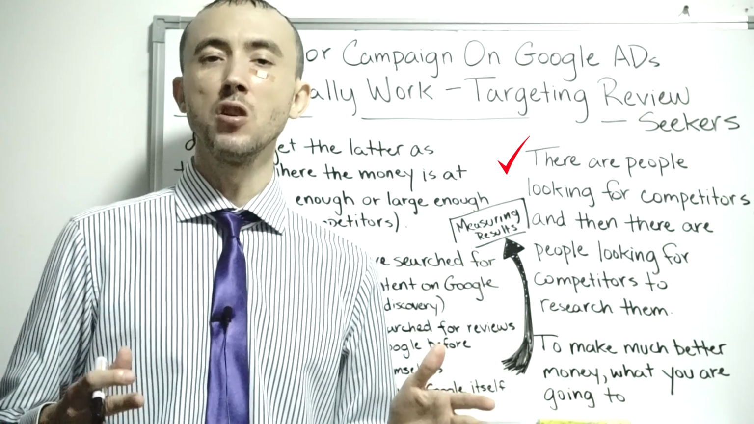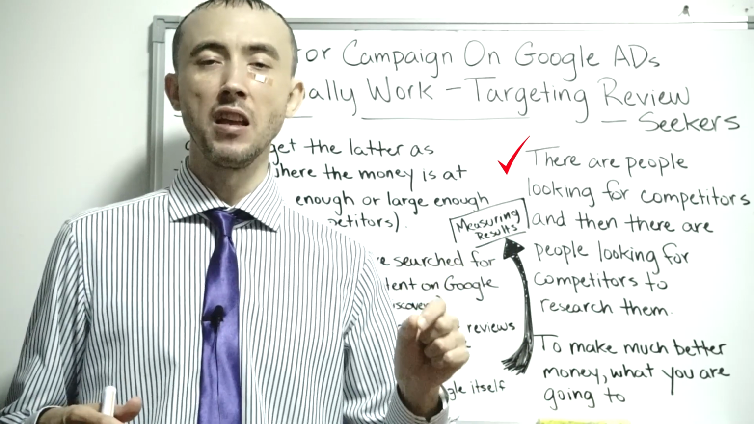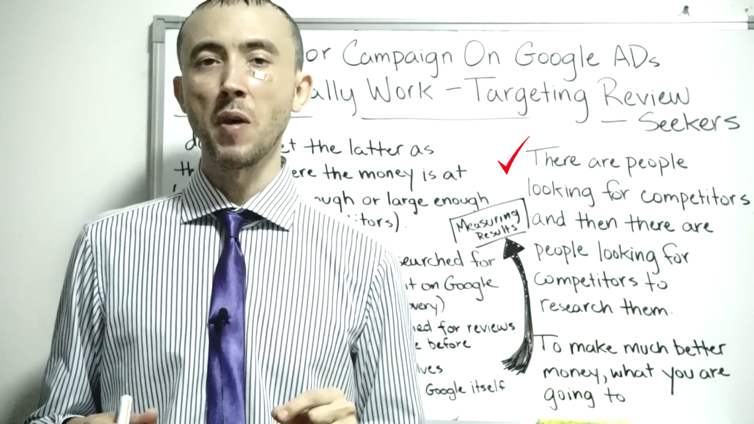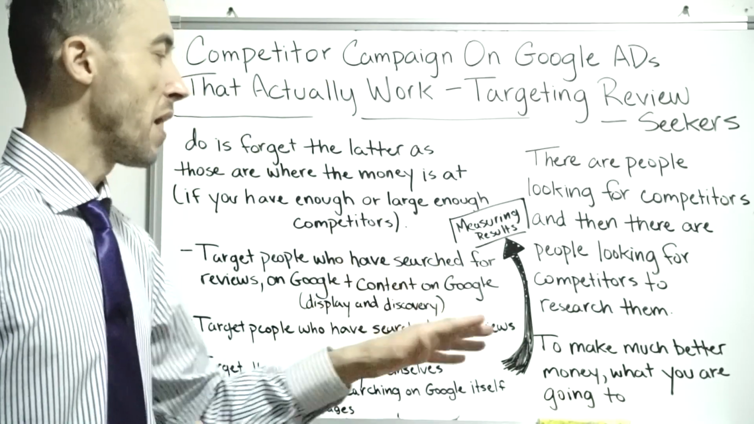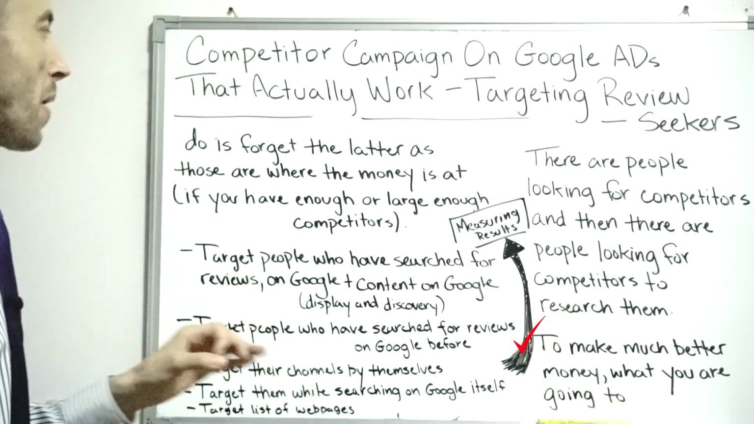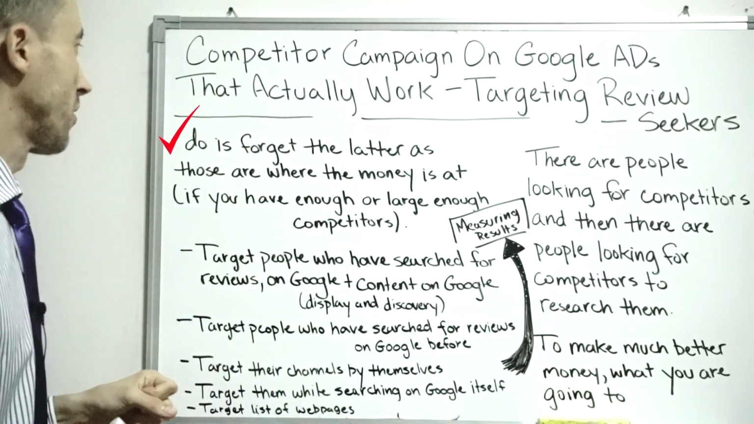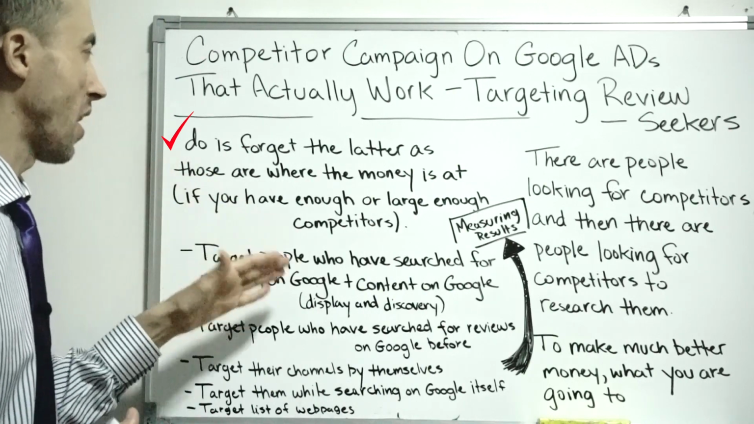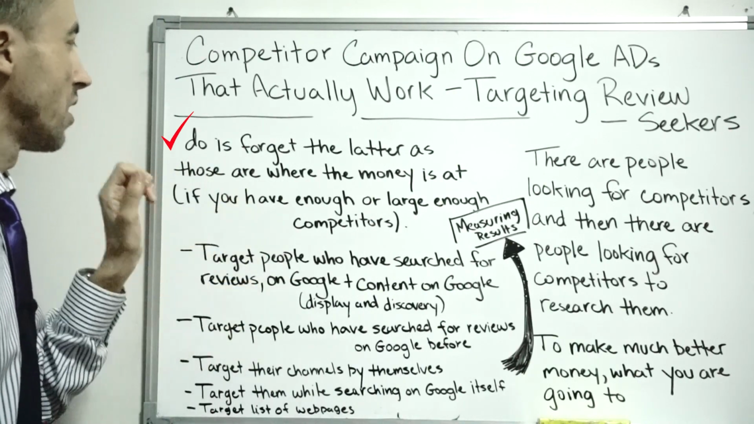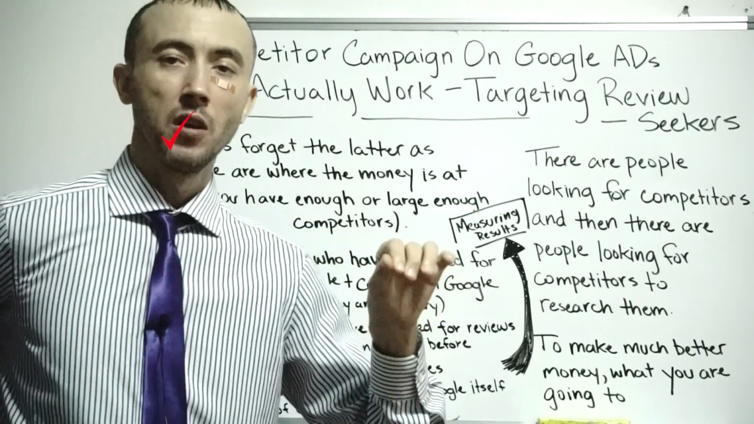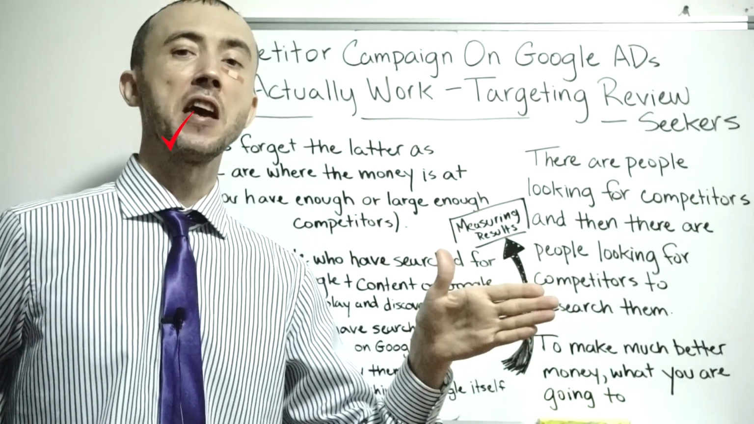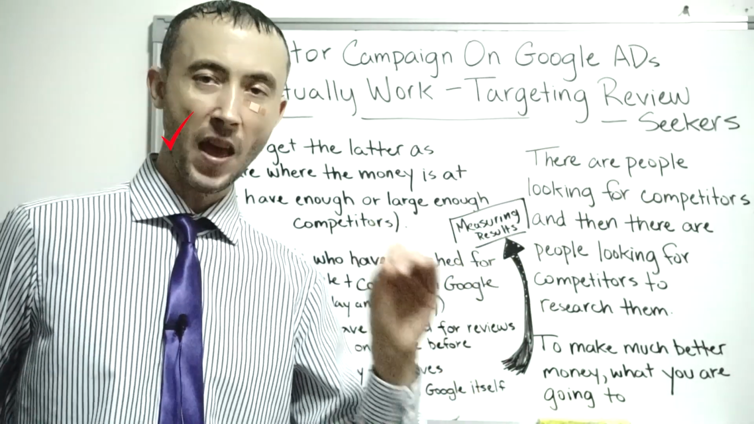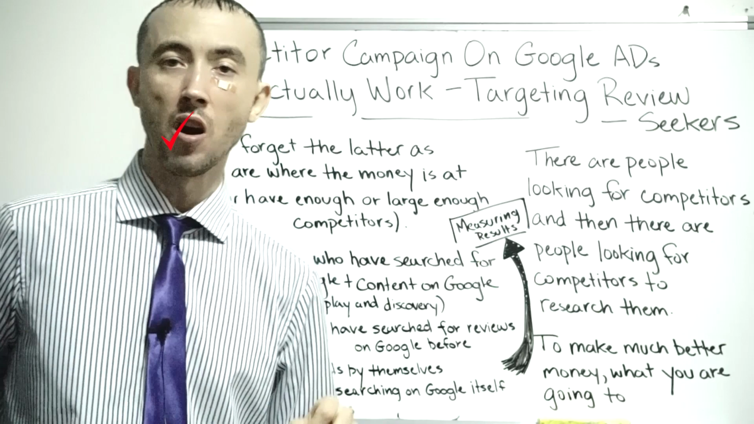So what can we do to go after that 10% that actually are open to being swayed over so we can get some extra sales going? To make a lot more money doing competitor targeting, the money is in going after that 10%, and the way you can do that is simply targeting people who are typing in that competitor name and then review or reviews after it specifically.